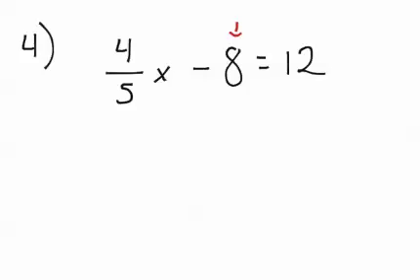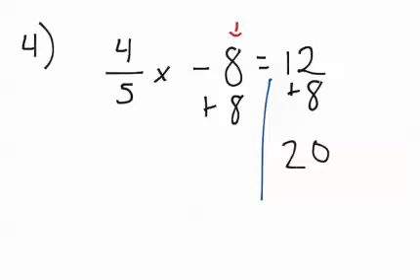We're going to think of, okay, what's the opposite of negative 8? How do we get rid of negative 8? We add 8 to both sides. Add it to one side, add it to the other. 12 plus 8 is 20. We are done with our constant. So I decide that I'm going to bring my 4/5 x down.